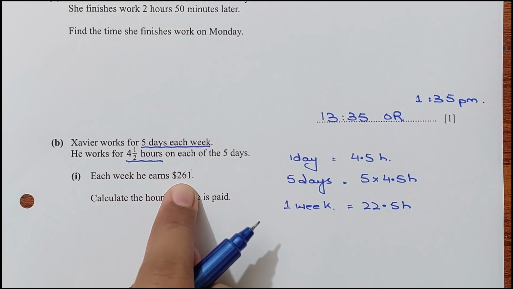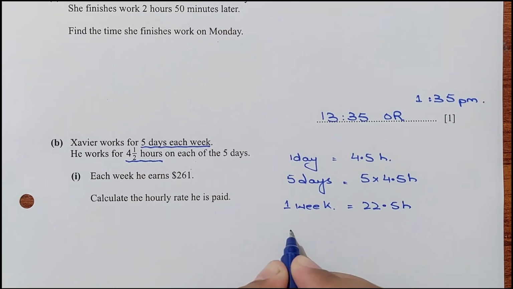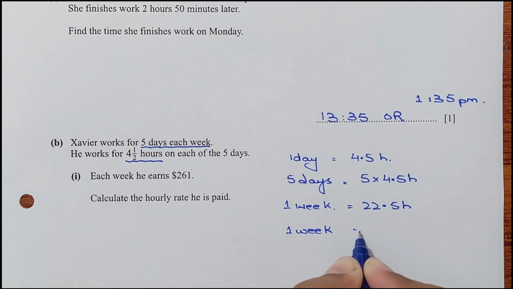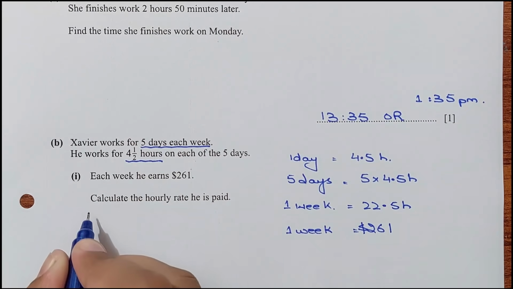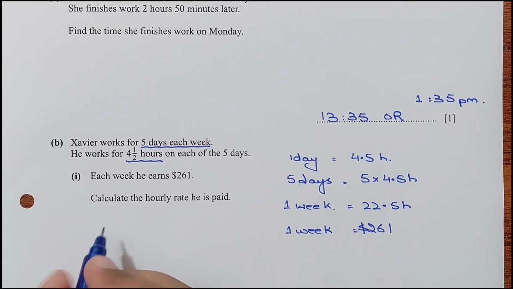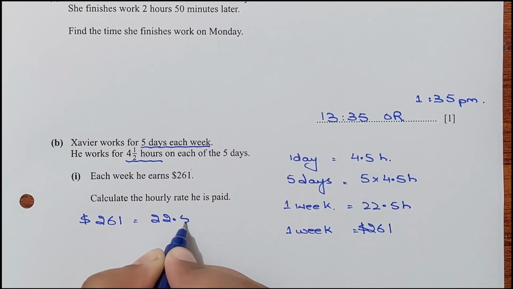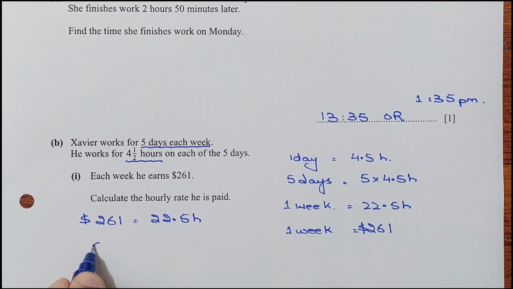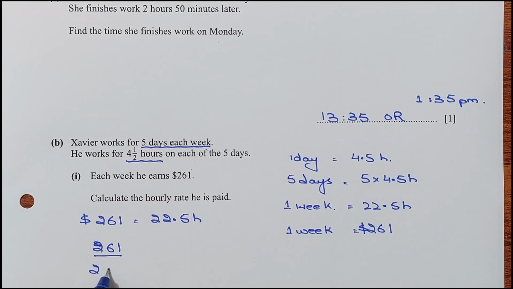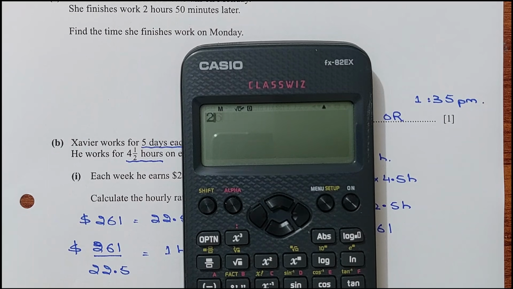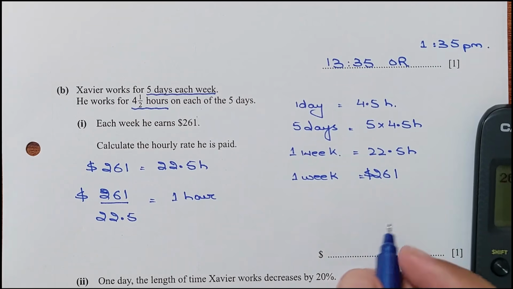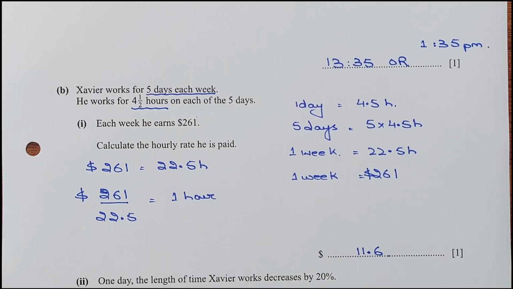Okay, number 1, each week he earned $261. So 1 week earning is $261, right? Calculate the hourly rate he's paid. Okay, so he earned $261 for 22.5 hours, right? So for 1 hour, 261 divides 22.5. This is for 1 hour. Okay, so 261 divides 22.5, 16.11, sorry, 11.6, $11.06 for 1 hour he's paid.